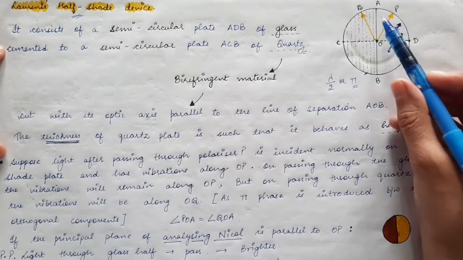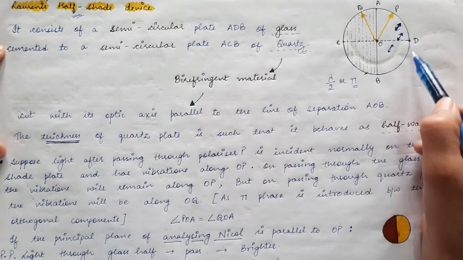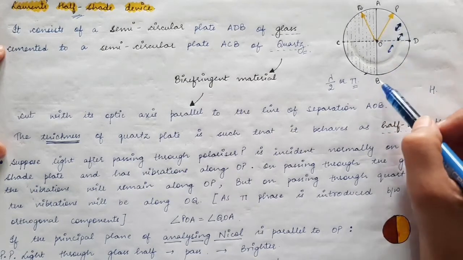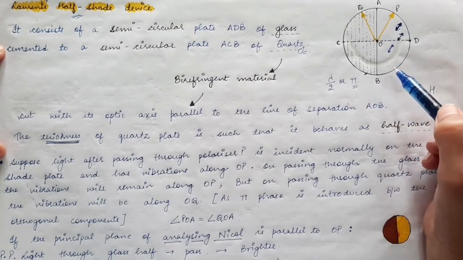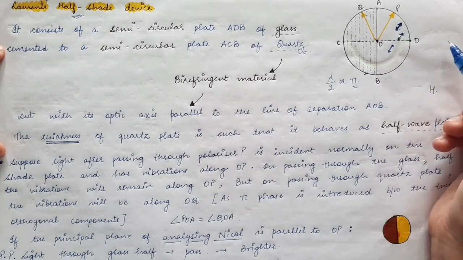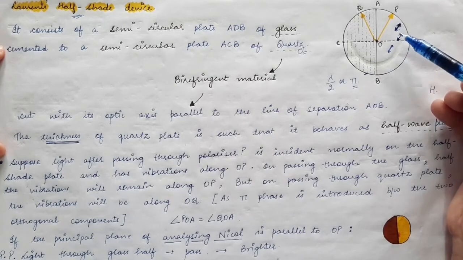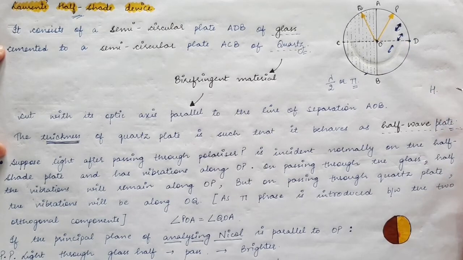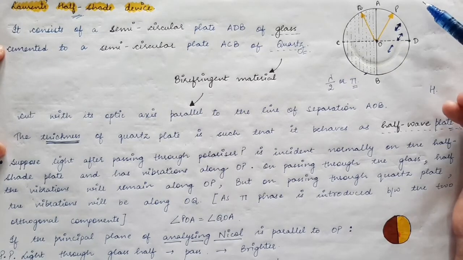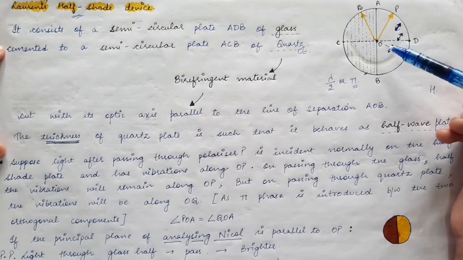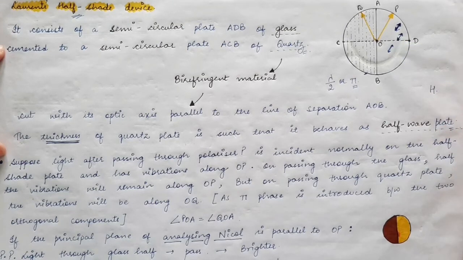Now this half of the half shade device is made up of glass, and it is not a birefringent material. So the light which is falling on this glass plate will come out as it is. Firstly the plain polarized light from the Nicol prism falls on the half shade device, and after that the light will fall on the glass tube in which the optically active substance is present. So we are seeing what the working of this half shade device is.